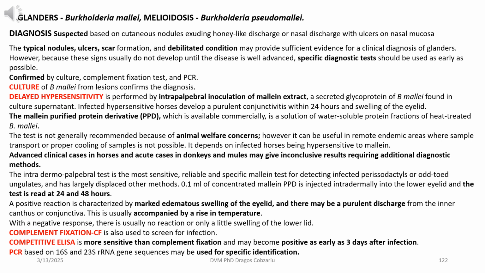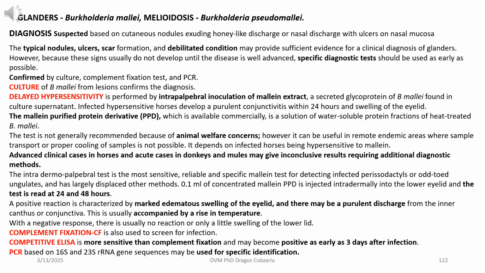Culture of B. mallei from lesions confirms the diagnosis. A test for delayed hypersensitivity is performed by intrapalpebral inoculation of mallein extract, a secreted glycoprotein of B. mallei found in culture supernatant. Infected hypersensitive horses develop a purulent conjunctivitis within 24 hours and swelling of the eyelid. The mallein purified protein derivative, PPD, which is available commercially, is a solution of water-soluble protein fractions of heat-treated B. mallei.